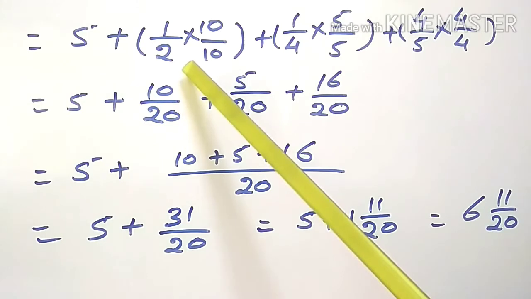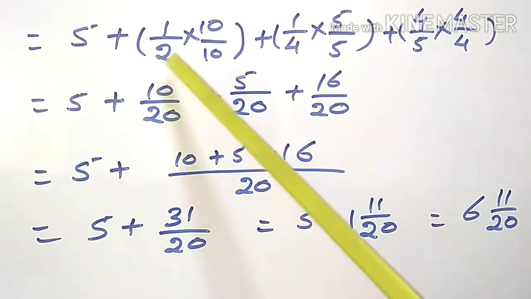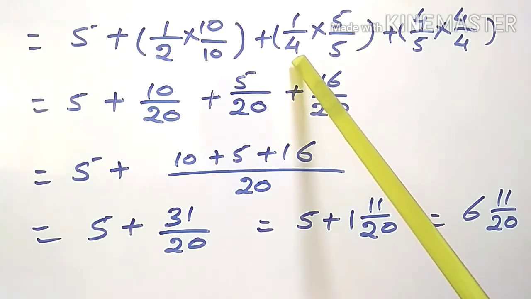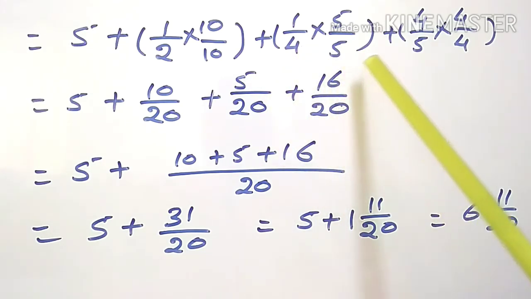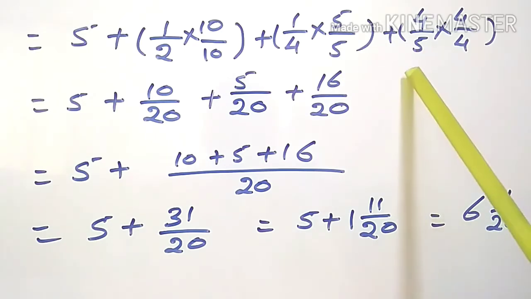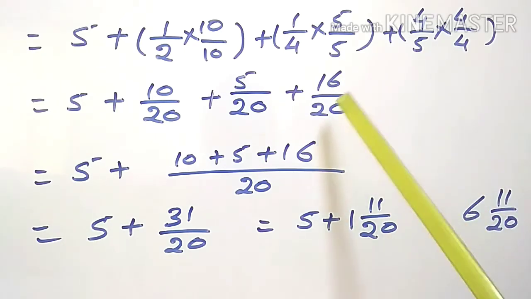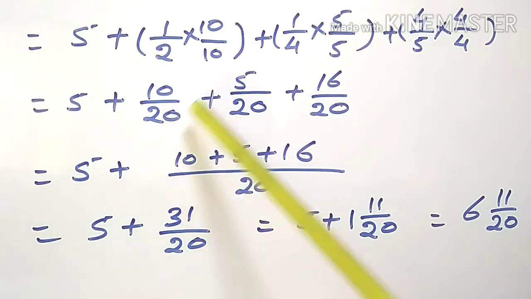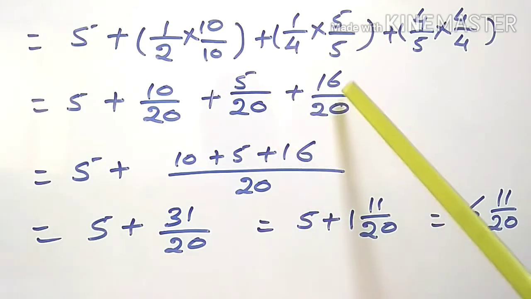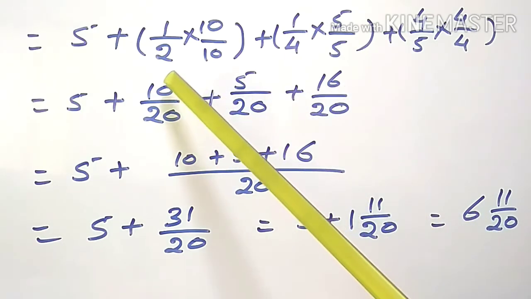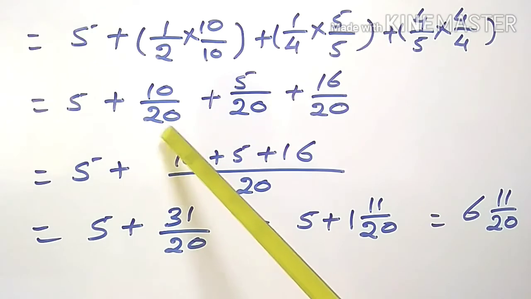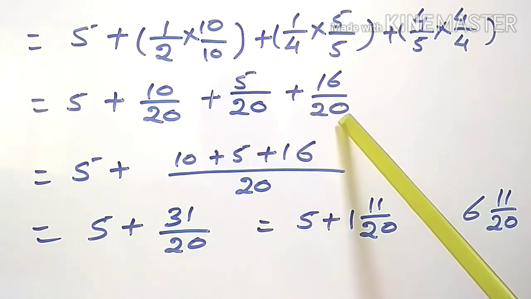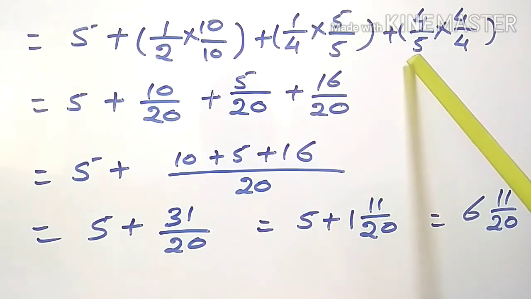Now multiply numerator and denominator of fraction 1 by 2 by 10. Multiply the numerator and denominator of fraction 1 by 4 by 5. And multiply numerator and denominator of fraction 4 by 5 by 4. On multiplying, it gives 10 by 20 plus 5 by 20 plus 16 by 20. 1 by 2 is equivalent to 10 by 20, 5 by 20 is equivalent to 1 by 4, and 16 by 20 is equivalent to 4 by 5.